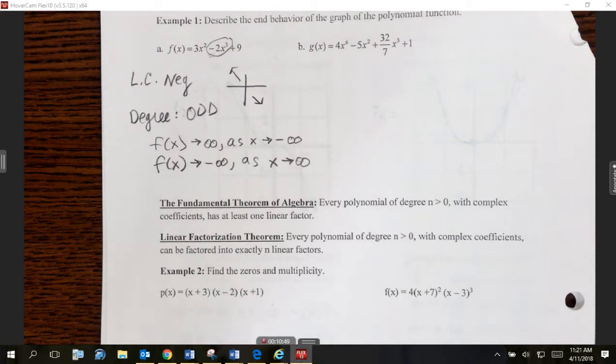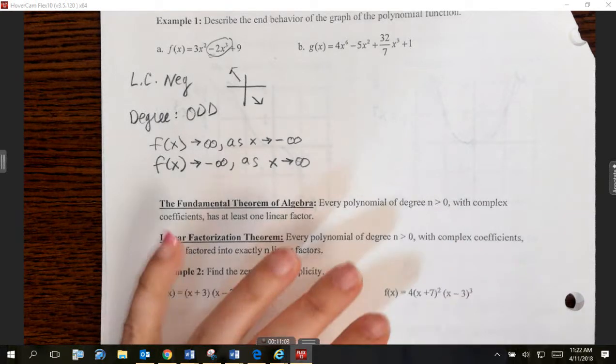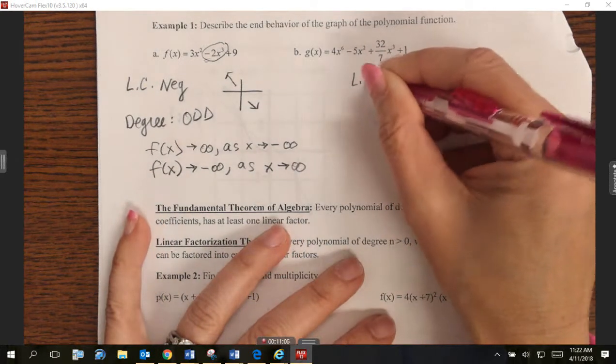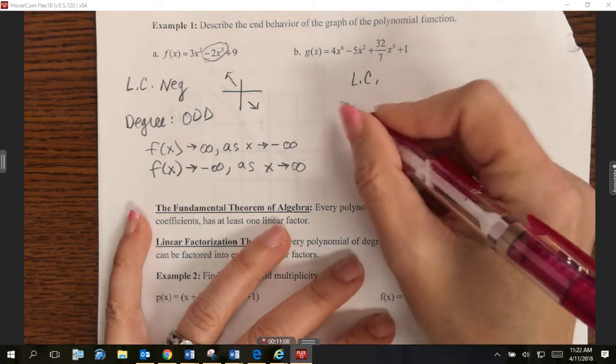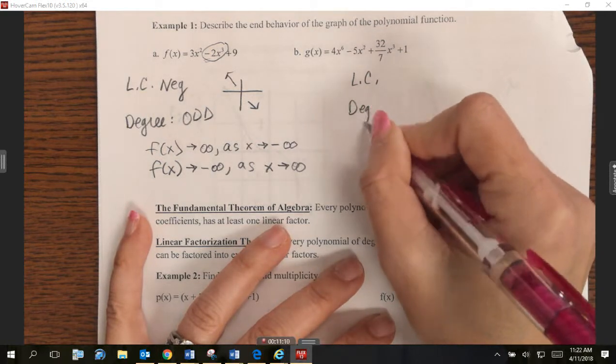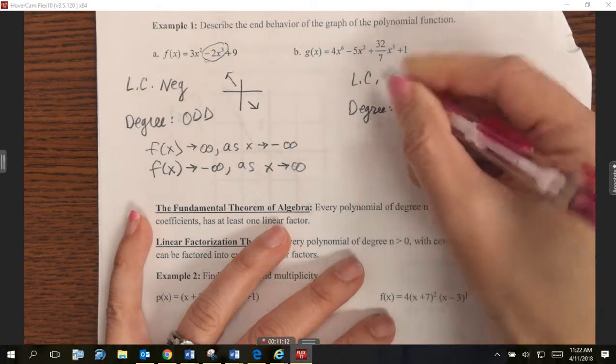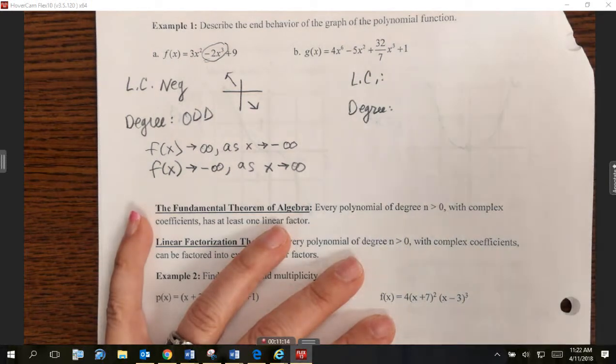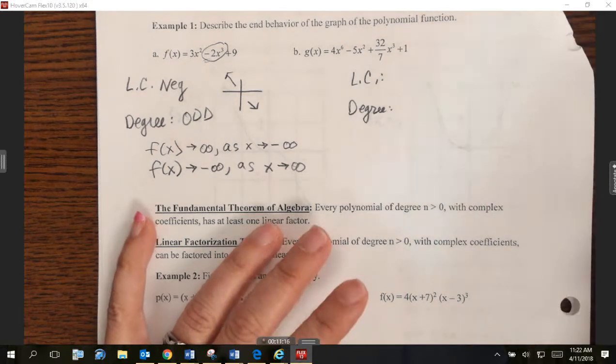So how about question B? Find your first term in question B. And then we need to determine if the leading coefficient is positive or negative, and what the degree is, so we know if it's odd or even. What do you guys think? Leading coefficient. Well, what term is the first one?